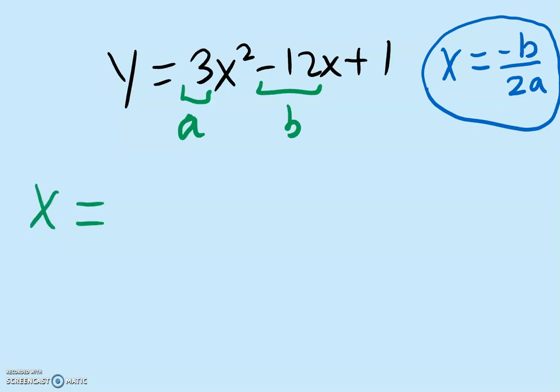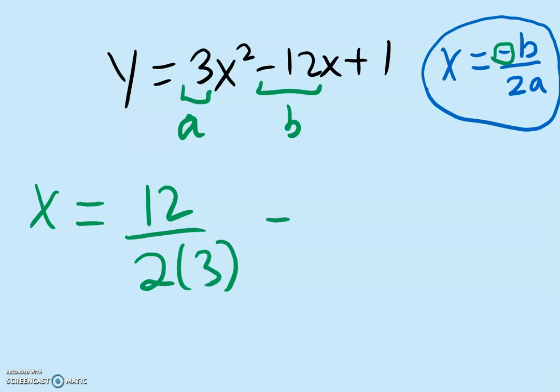So x equals negative b. When you see this negative sign, all it's telling you is we're going to take this b, this negative 12, and change it to positive 12. So if b is positive, you will change it to negative. If b is negative, you will change it to positive. So here, this negative 12 will become a positive 12. At the bottom, we have 2a, which means 2 multiplied with a. A is 3. So that gives you 12 over 2 multiplied with 3 is 6. 12 divided by 6 is equal to 2. And this is how you find the x-coordinate.